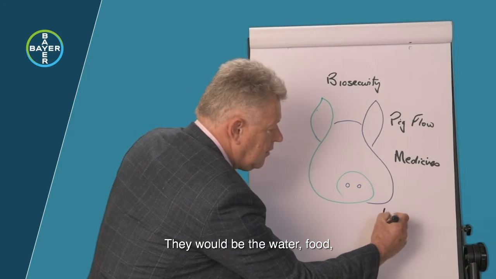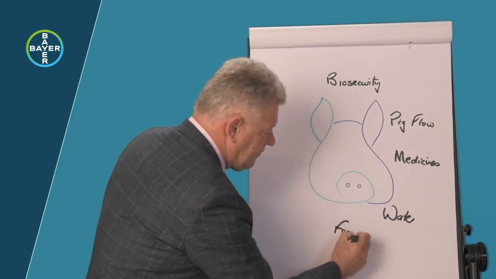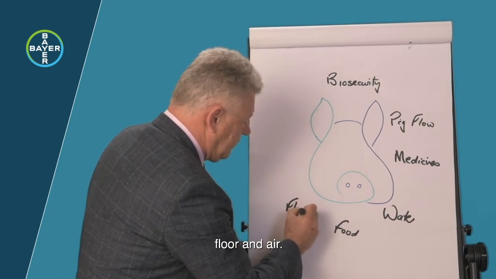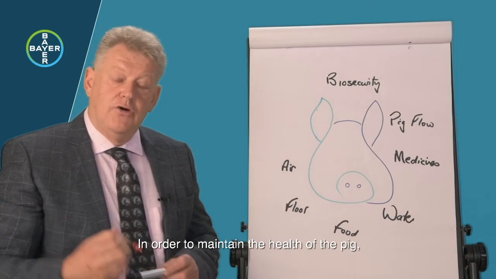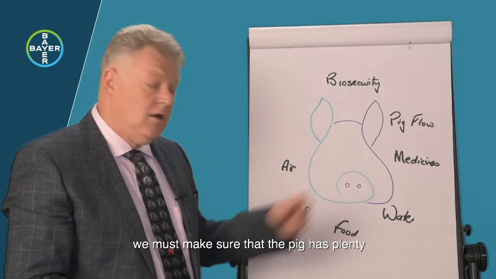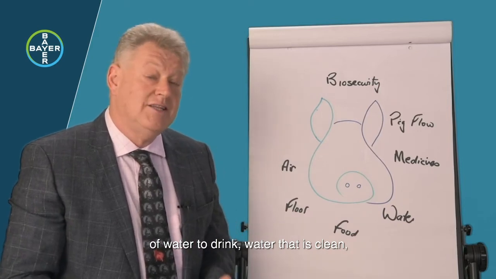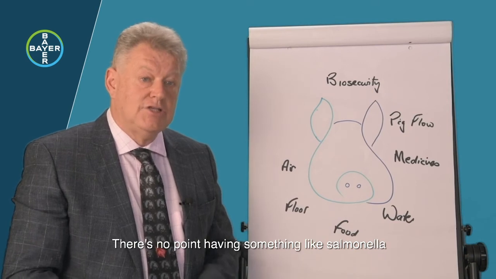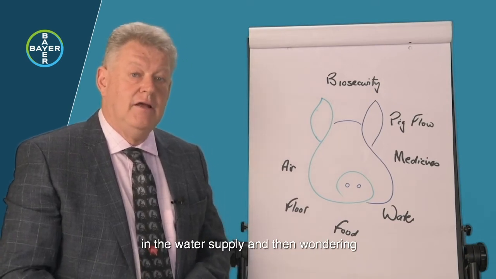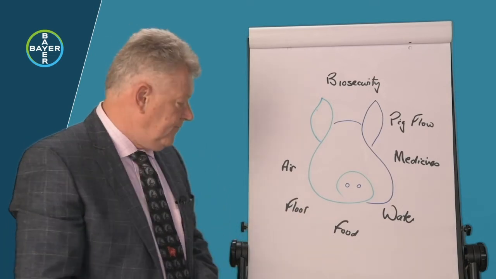They would be the water, food, floor, and air. In order to maintain the health of the pig, we must make sure that the pig has plenty of water to drink. Water that is clean, water that is not going to make the animal sick. There's no point having something like salmonella in the water supply and then wondering why your pigs have got diarrhea.